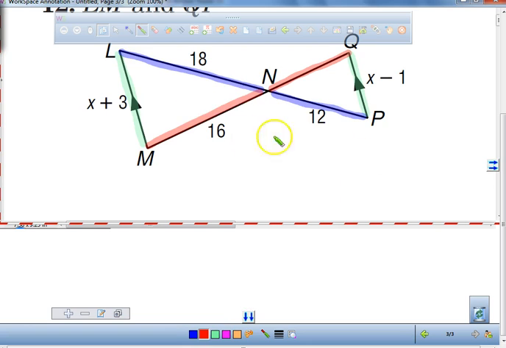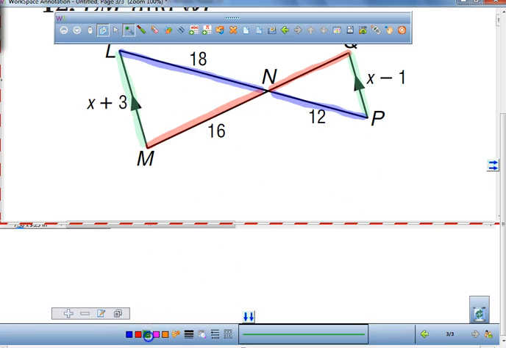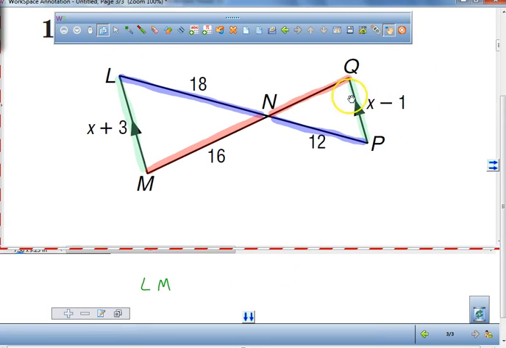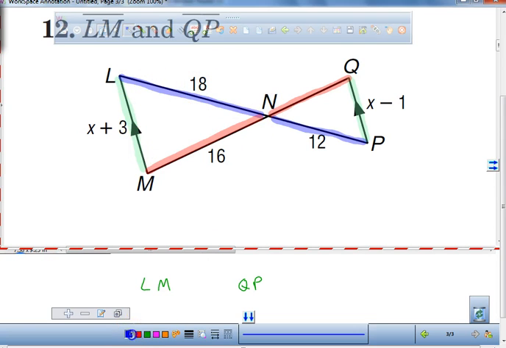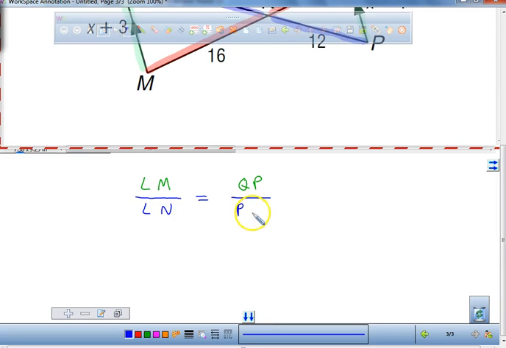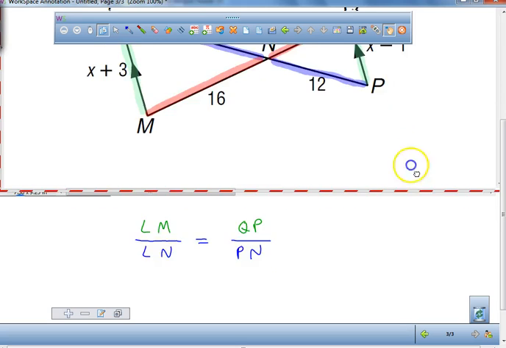So right now, what I'd like you to do in your journal is set up LM is going to be proportional to which side over here? L to M is proportional to Q to P, all right? So we go LM to QP. Now, over here on this side, we're going to compare it to L to N. So I'm going to put an L and an N, put a little fraction bar, and I'm going to set this equal to the distance from P to N. So it's important to know what you're going to compare.